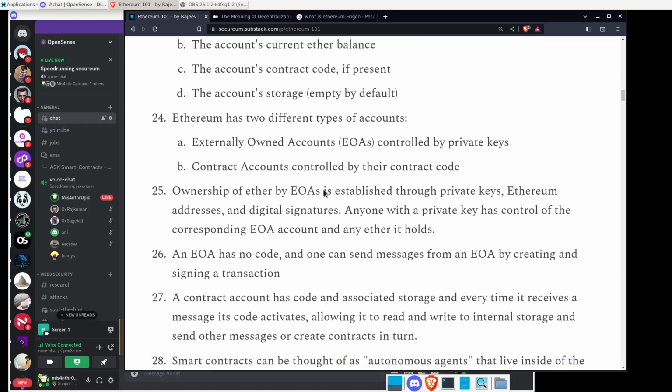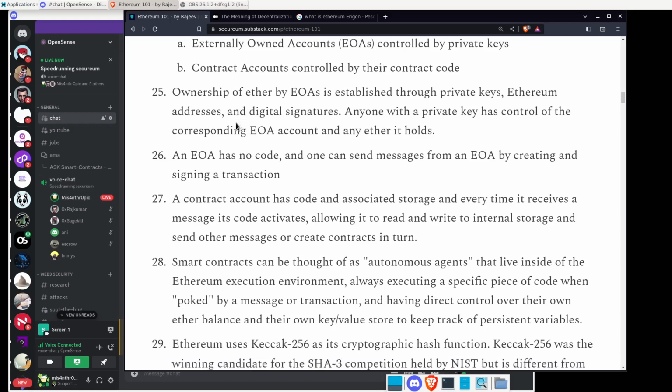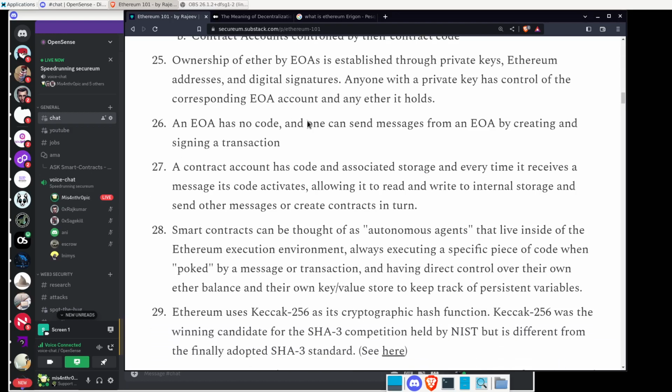Ethereum has two types of accounts: externally owned accounts, controlled by private keys, and contract accounts. So here we're talking about wallets and contracts, and every time you see the term EOA, someone is talking about a wallet with a fancy word. The ownership of Ether by an EOA is established through private keys, Ethereum addresses, and digital signatures. Anyone with a private key has control of the corresponding EOA account and any Ether it holds. An EOA has no code, and one can send messages from an EOA by creating and signing a transaction.